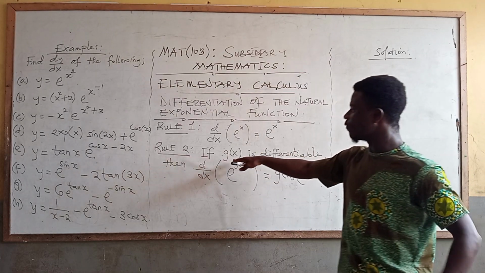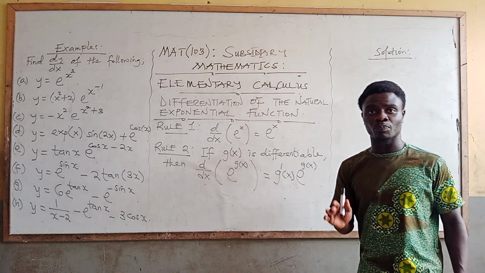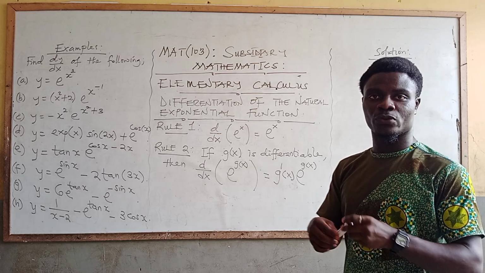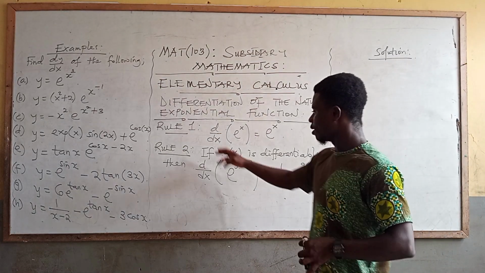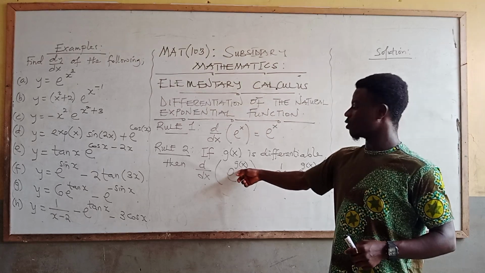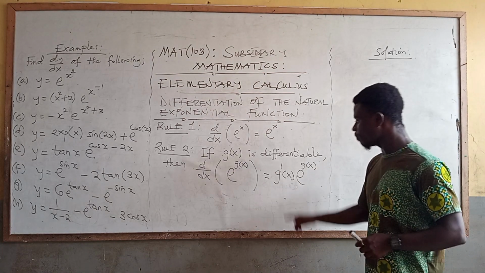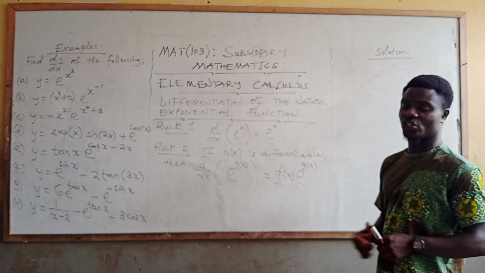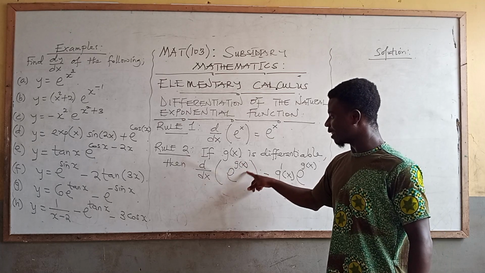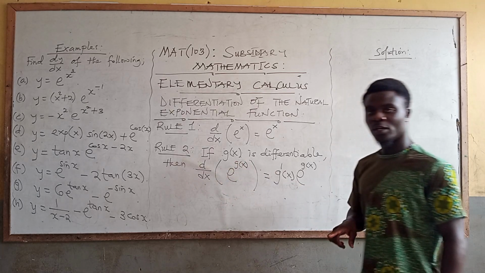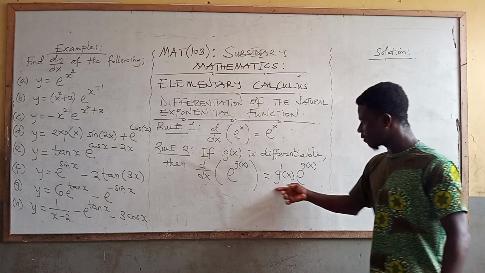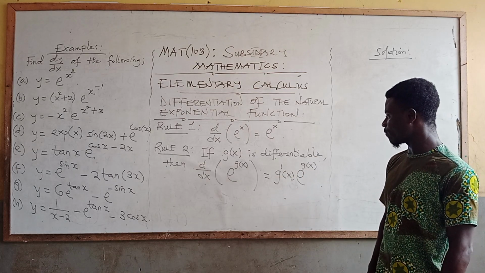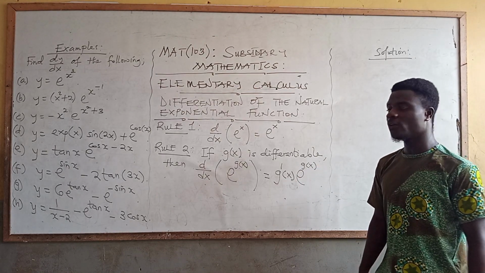Then rule 2: if g of x is differentiable, which means that we can differentiate g of x with respect to x, then d/dx of e to the g of x is equal to g prime of x multiplied by e to the g of x. You take the derivative of g of x, and you multiply it by the exponential function, e to the power of g of x.